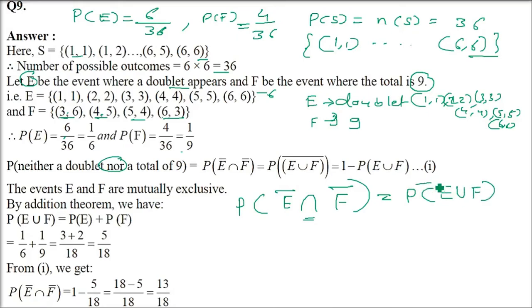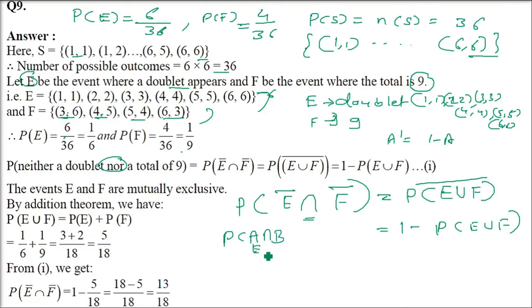First take the complement of both: P of E union F, whole complement, is 1 minus P(E union F), since the complement of A is 1 minus A. P(E union F) is needed, and there is nothing common, so taking E and F, E intersection F is 0.